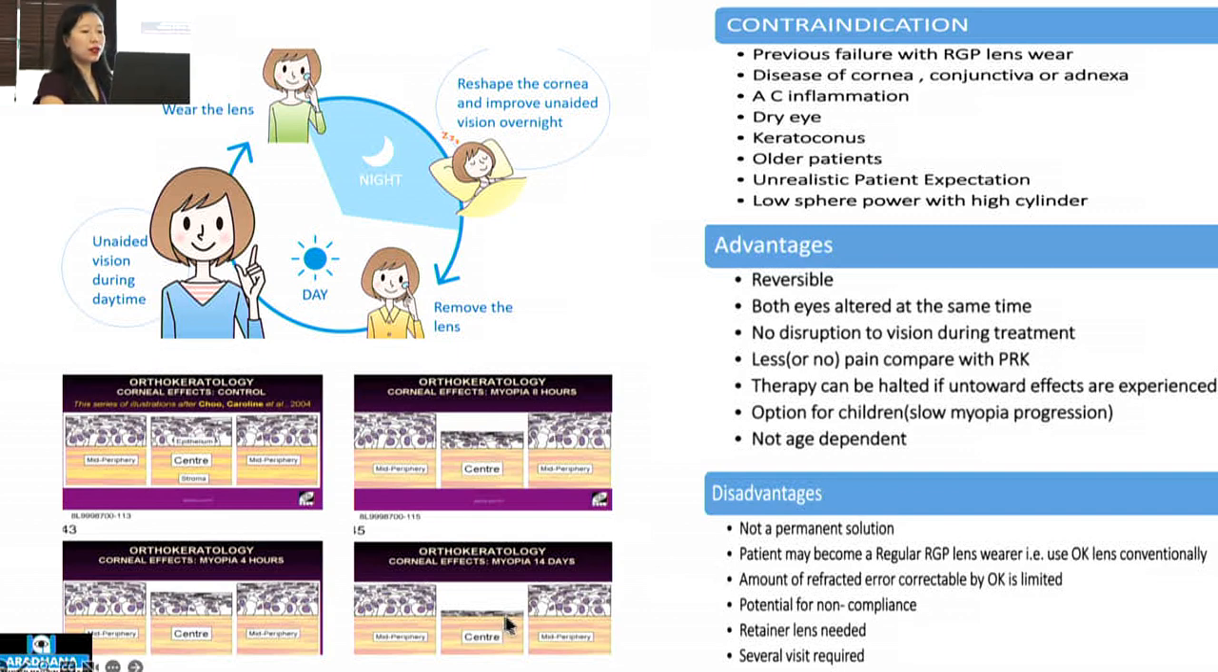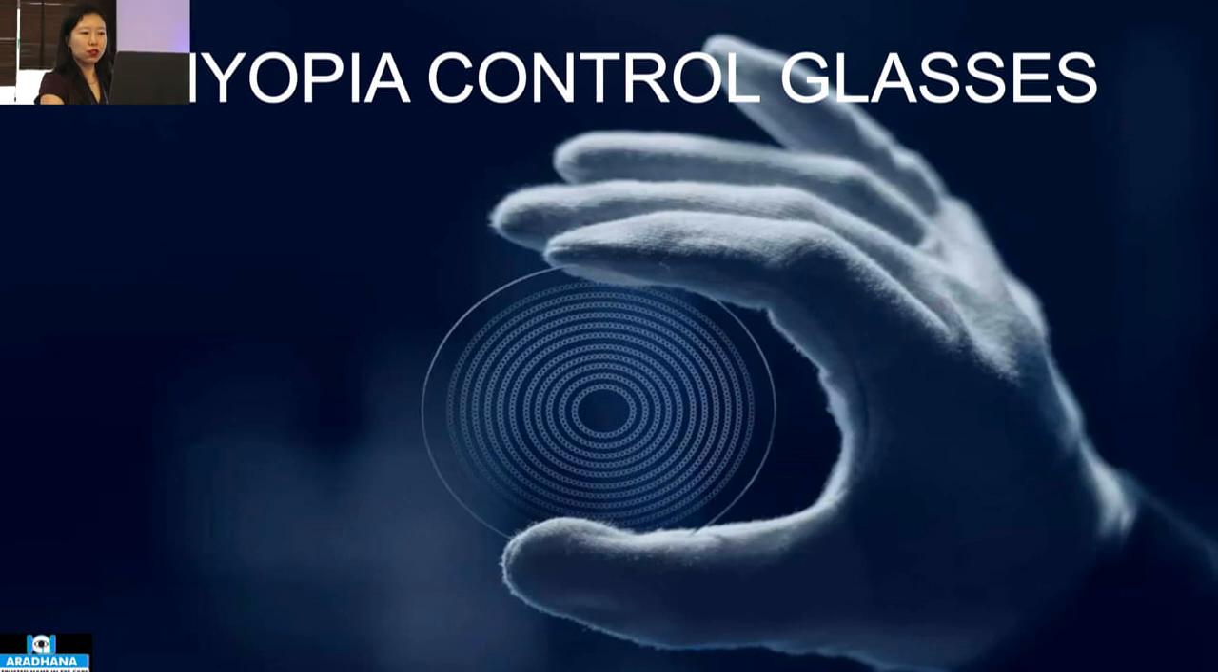Here we can see that after 14 days of use of ortho-K lenses, the central part of the cornea gets compressed. However, it is reversible, and the contraindication would be any eye infection, which is predictable. We won't use contact lenses then. The advantage is that once we stop the treatment, it reverses back, so it's reversible, and it's not age dependent. Anyone can use it. The disadvantage is that several visits are required, and it's not a permanent solution.